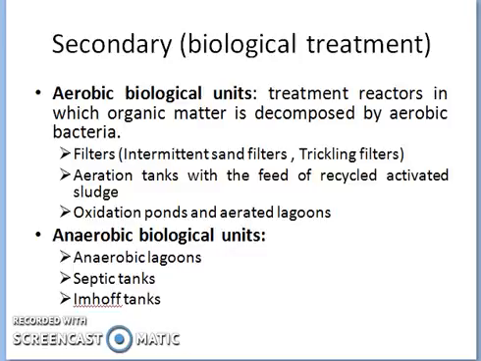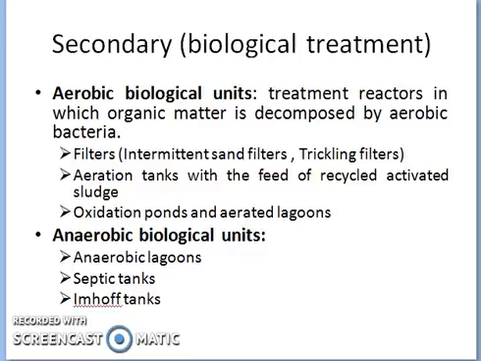The treatment reactors in which the organic matter is decomposed or oxidized by aerobic bacteria are known as aerobic biological units, and these consist of filters, for example the intermittent sand filters, trickling filters, etc. It can also be aeration tanks with a feed of recycled activated sludge, and it can also be oxidation ponds and aerated lagoons.